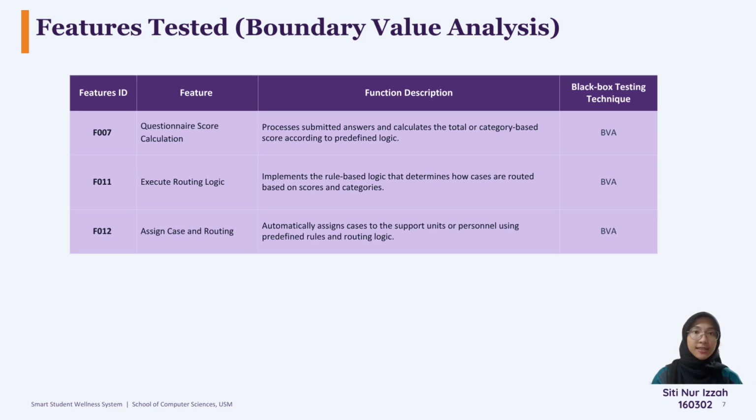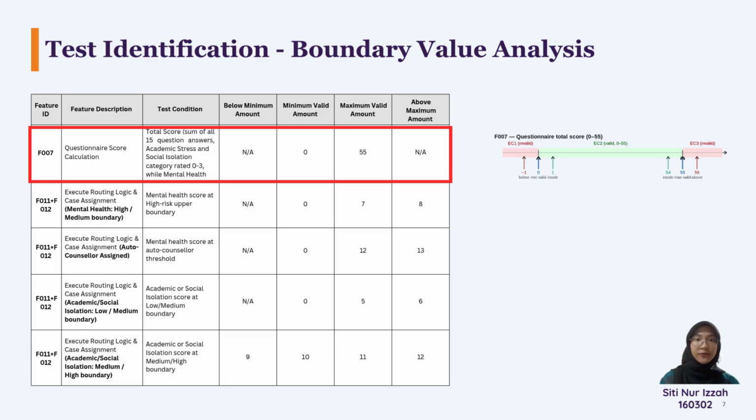For boundary value analysis, we tested 3 features, including the questionnaire score calculation, which processes submitted answers and computes a total score, and execute routing logic and assign case and routing, which route and assign cases based on the score thresholds. BVA was suitable here because these features rely heavily on numeric score ranges with clear minimum and maximum boundaries. For test identification, here is how we apply boundary value analysis. For questionnaire score calculation, the valid score range is 0 to 55. Number line diagrams on the right show the boundary points visually, including the invalid, valid, and boundary crossing values.